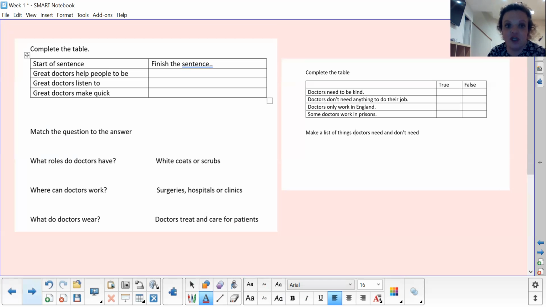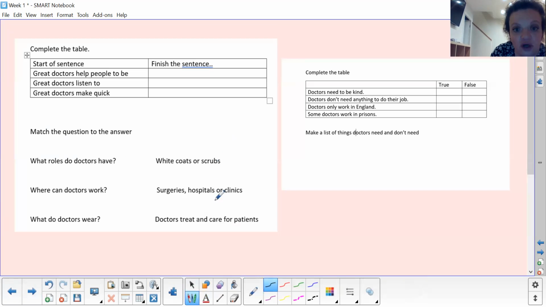Okay, fantastic. I'm just going to do this one with you. So match the question to the answer. What roles do doctors have? White coats or scrubs? Doesn't make sense. Surgeries, hospitals or clinics? Doesn't make sense. Doctors treat and care for patients. So that's their role. And a role is like their job. Where can doctors work? Well, I'm going to match it there. Surgeries, hospitals or clinics.